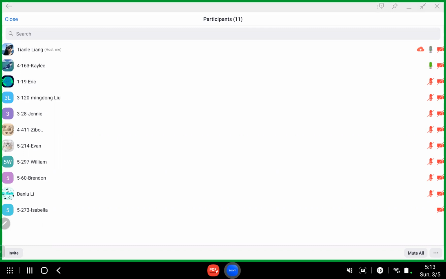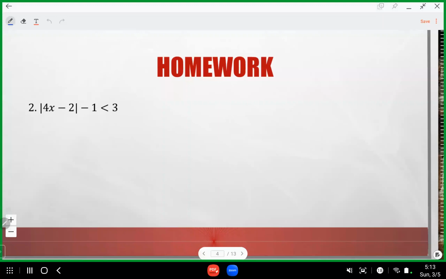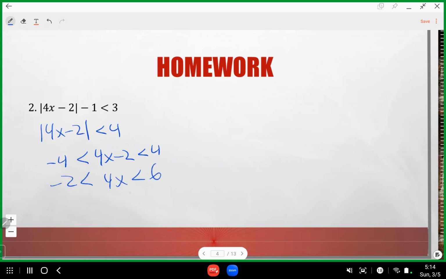Okay. So first you add 1 to both sides. Okay. And then it's 4x minus 2 is less than 4. And 4x minus 2 is greater than -4. Then we add 2 to both sides. And then we divide by 4. So it should be -1/2 and 3/2. All right. Very good.